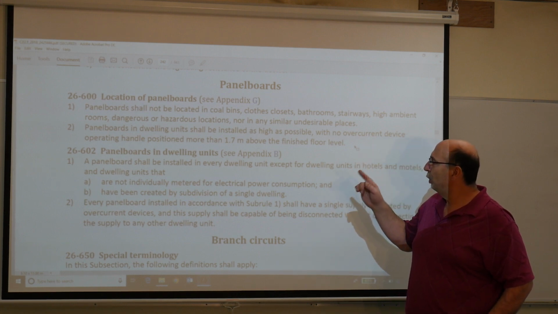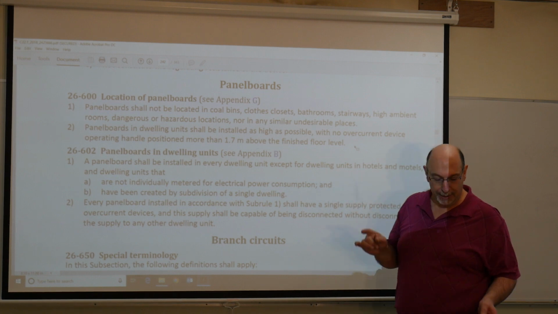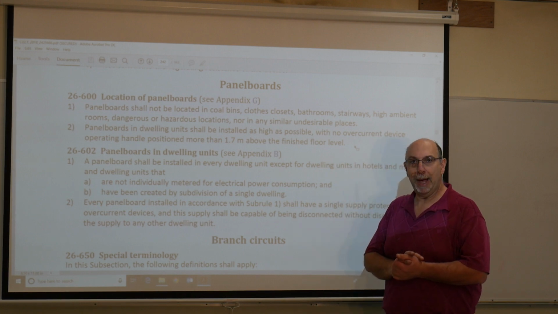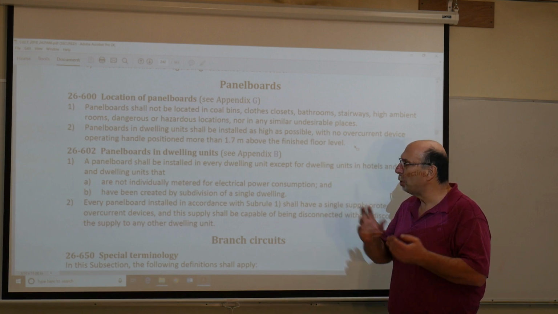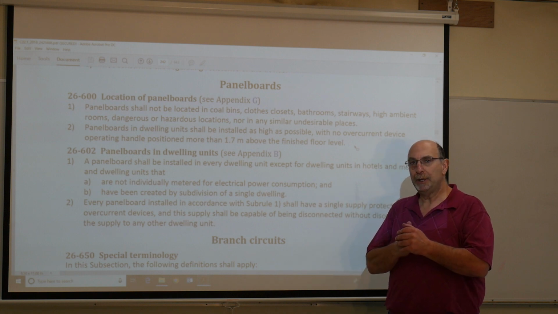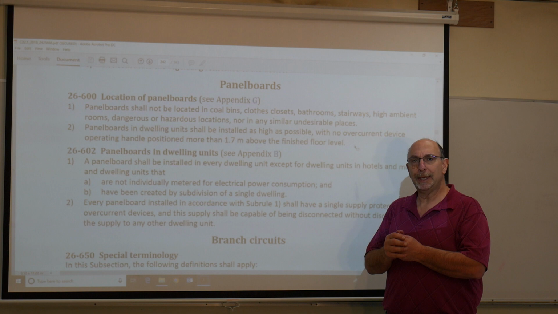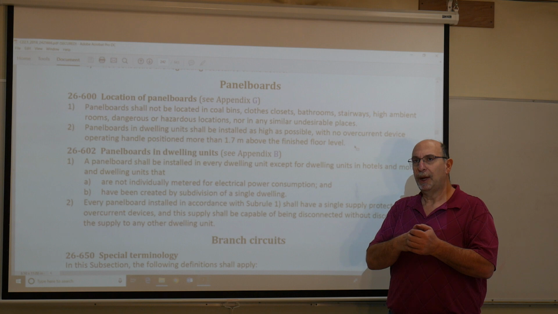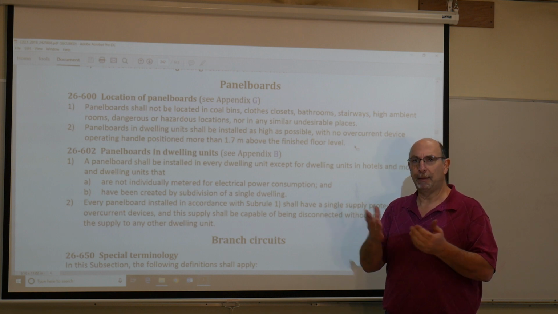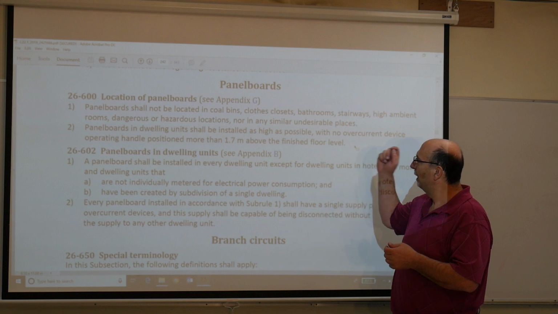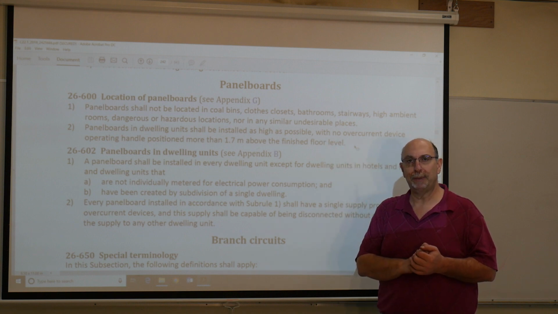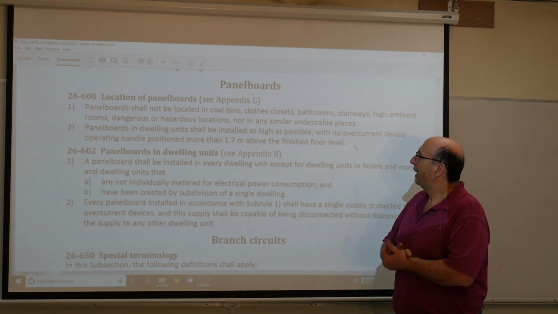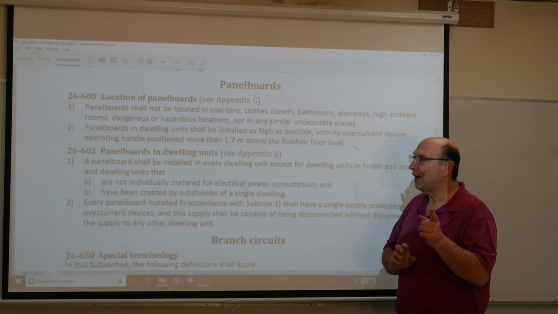So this rule would pertain to something that is other than service equipment, so for example, a sub-panel distribution. So if you happen to wonder where the code rule is that deals with, for example, sub-distribution in apartments, condos, high-rises, that kind of thing, this rule 26-600 would be the rule that you are looking for. So 26-600 talks about locations of panel boards.